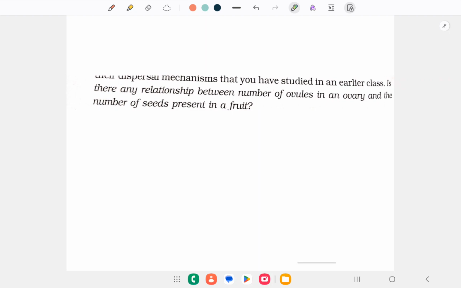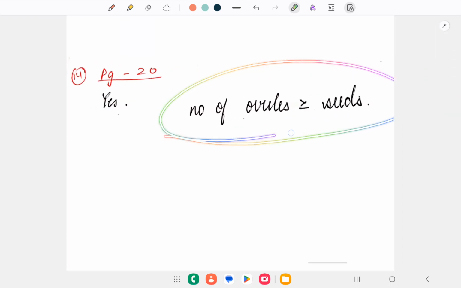Next question on page number 20, that is, is there any relationship between ovules and seeds? Ovules are the ones which later become seeds. So obviously there will be a relation, that is, the number of ovules can either be equal to the number of seeds or the number of ovules can be greater than the number of seeds. That is, all ovules may not be converted into seeds. So the relation will be like this.